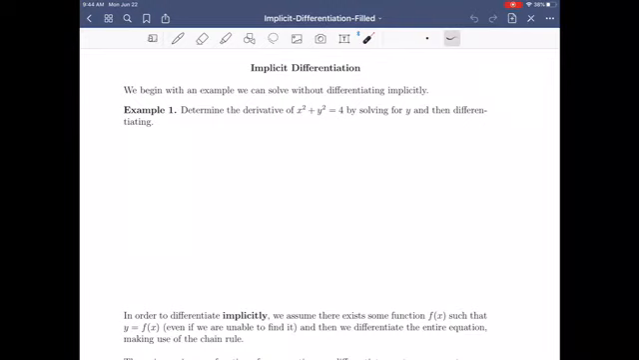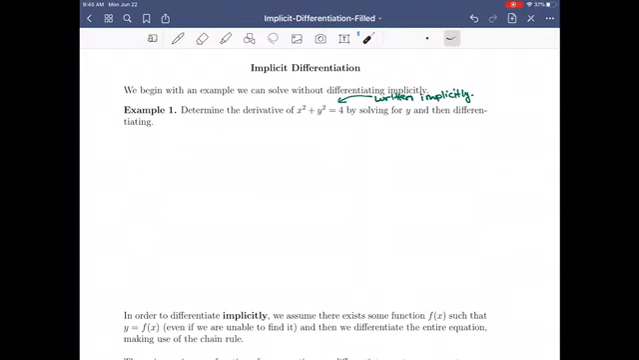So I'm going to start with an example where we know how to do the derivative explicitly. So that's where we solve for y and then take the derivative like normal. So I've given you an equation here, x squared plus y squared equals 4. So this equation is written implicitly. Okay, so we don't really know what y is in terms of x. We just know that it needs to satisfy this equation.